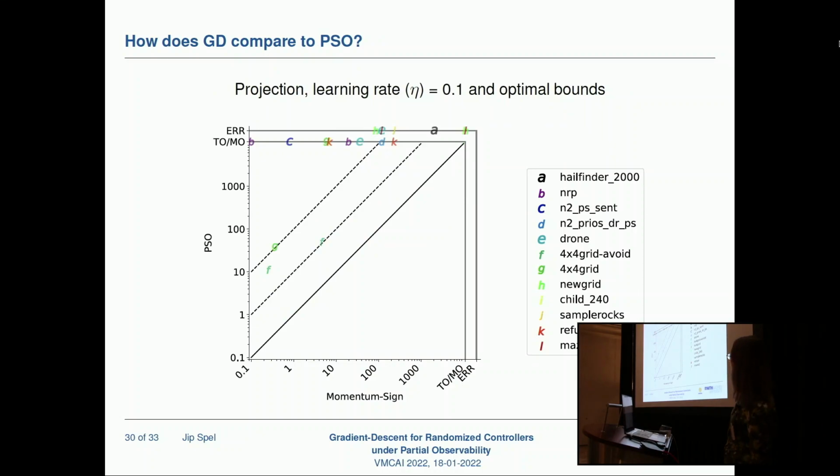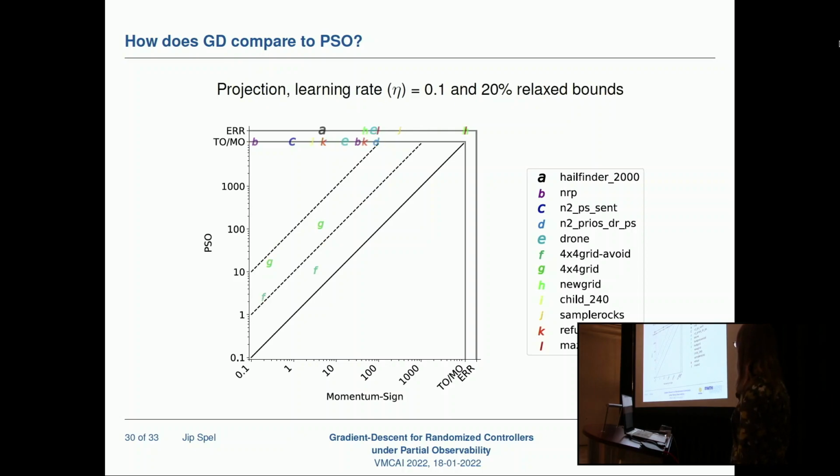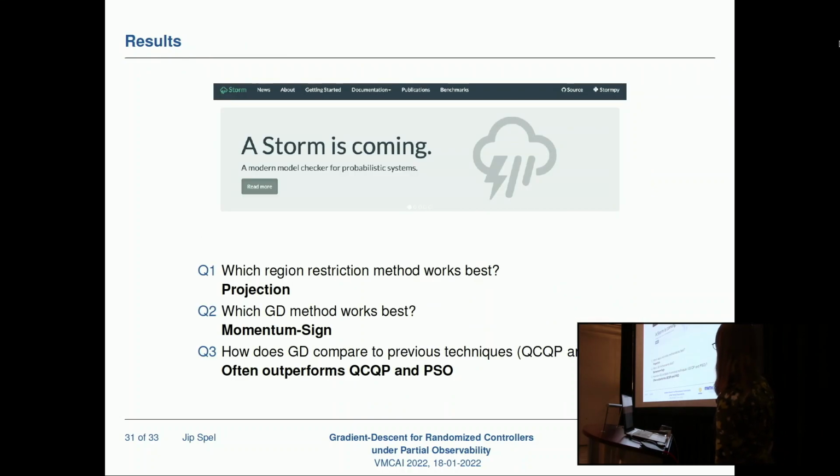Next, we looked at particle swarm optimization. Again, first with the optimal bounds, and for the optimal bounds, momentum sign was just outperforming it. And finally, we looked at the relaxed bounds, where you can again see that momentum sign is still working better. So gradient descent often outperforms QCQP and PSO.